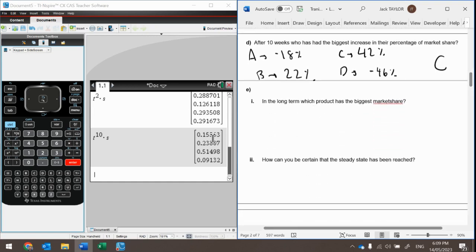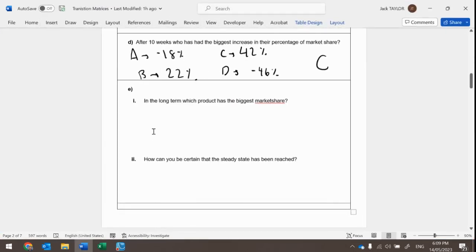Last thing that I'm going to go through with you, then I'm going to shut up. In the long term, which product has the biggest market share? All right, so long term, which refers to something which is called the steady state matrix. What happens with transition matrices and the initial state matrix is it gets to a certain point where it doesn't change anymore. So if I work out 50 weeks or 100 weeks or 200 weeks, it'll get to a point where it just doesn't change and it's stuck like that.